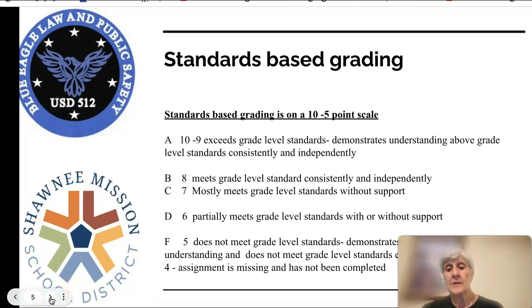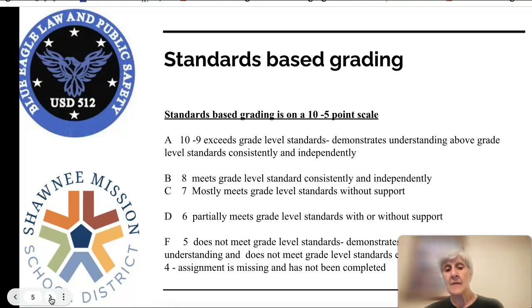The grades that will appear in Skyward will be standards-based grading, and the scale is a 5-point scale that starts with 10. If the student has an A, they will receive a 9 or a 10, and that basically states that they have exceeded grade level standards and they understand above grade level. If they have an 8, that's the equivalent of a B. That means that they meet grade level standard consistently and independently without help.